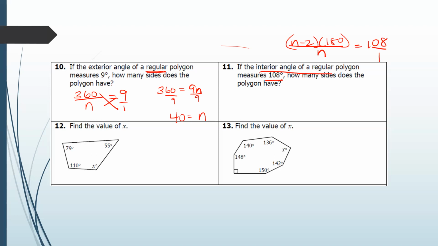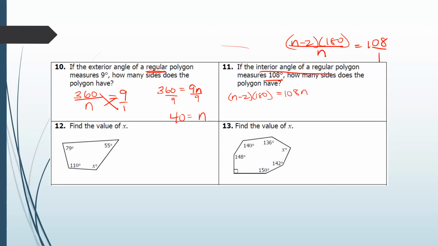Now I'm going to cross multiply. I don't know n. N is what I'm solving for. So let's cross multiply. N minus 2 times 180 times 1, it's just n minus 2 times 180. N times 108 is 108n. Now this one is one where you will need to distribute.